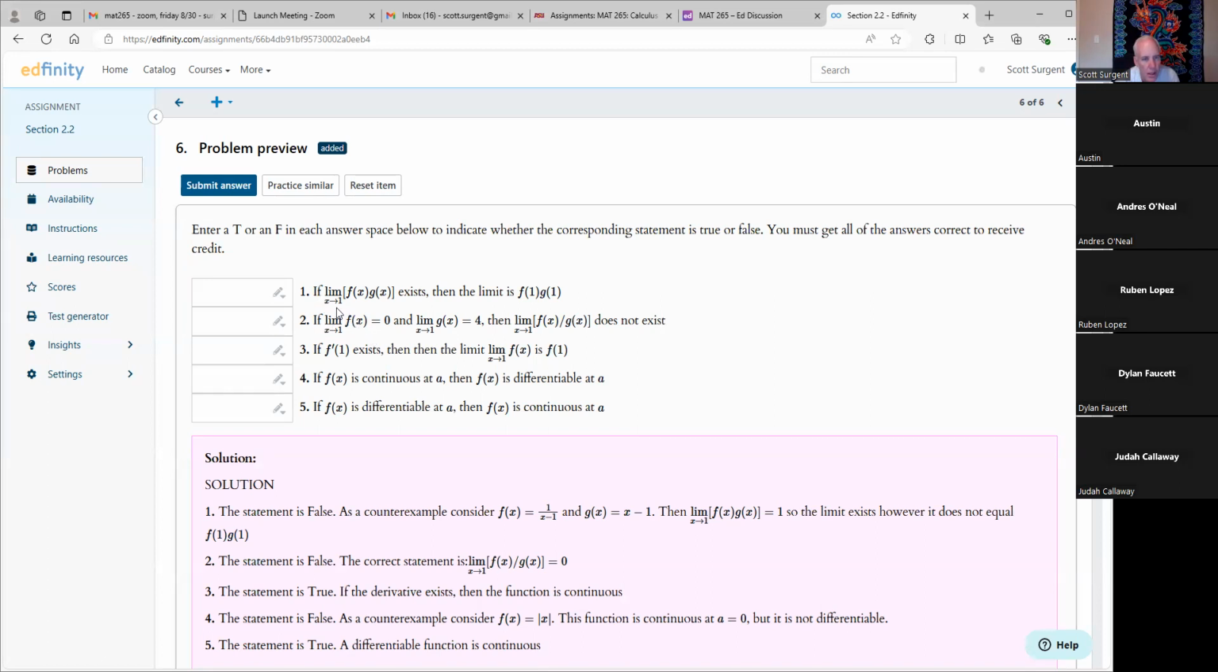Number one, if the limit as x goes to 1 of f of x times g of x exists, then the limit is f of 1 g of 1. Is that necessarily true? What do you guys think?